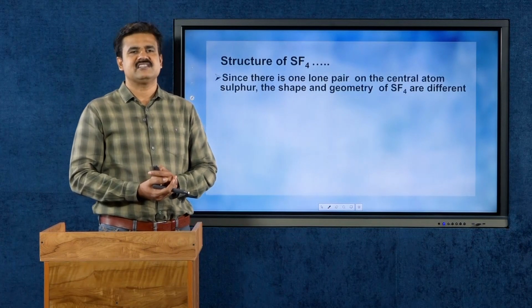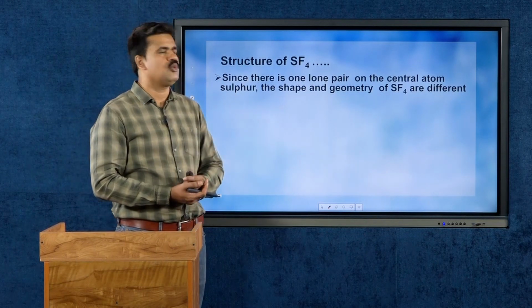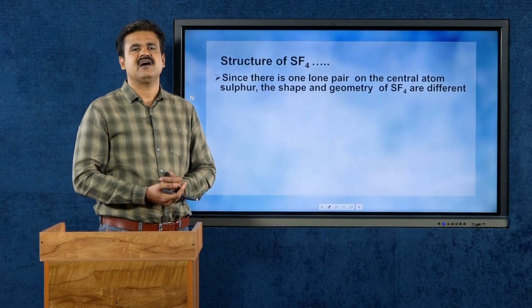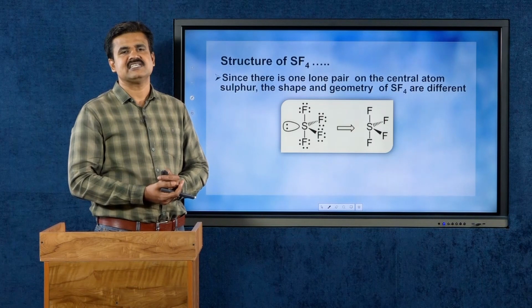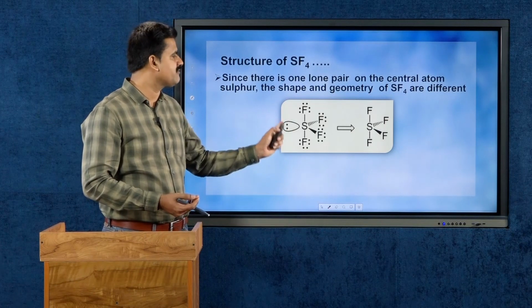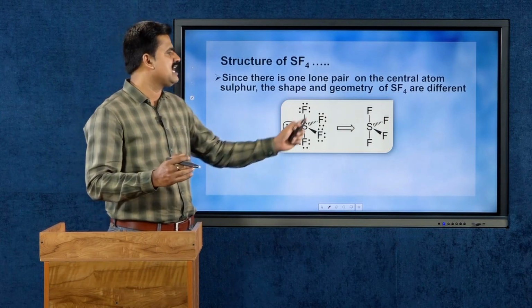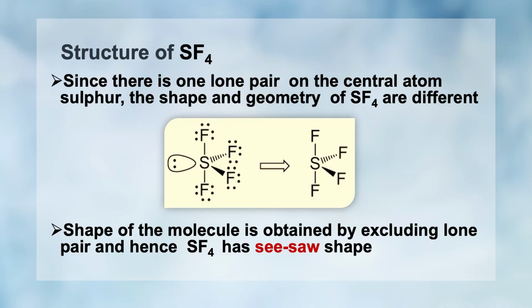Now, in order to get the structure, we have to think about lone pairs. Since there is one lone pair on the central atom sulphur, the shape and geometry of SF4 are different. That is, in order to get the shape, I have to exclude the lone pair. This is trigonal bipyramidal geometry with one lone pair. If I remove that lone pair, I get a new shape, and that new shape is called the seesaw shape. That is, the shape of the molecule is obtained by excluding the lone pair, and hence the SF4 molecule shows a seesaw shape, or the structure of SF4 is seesaw.